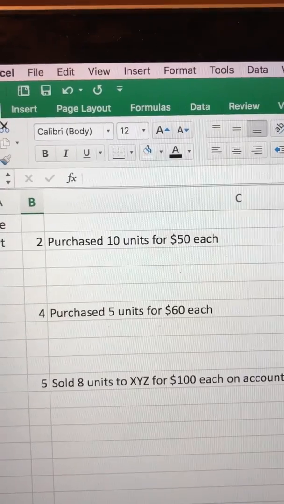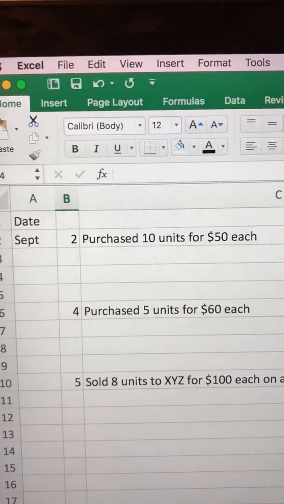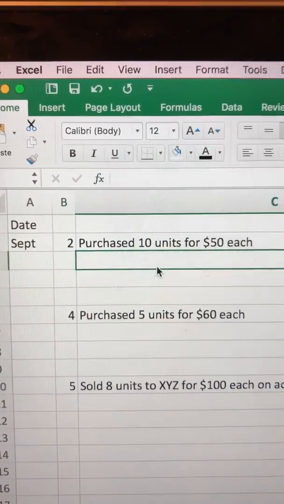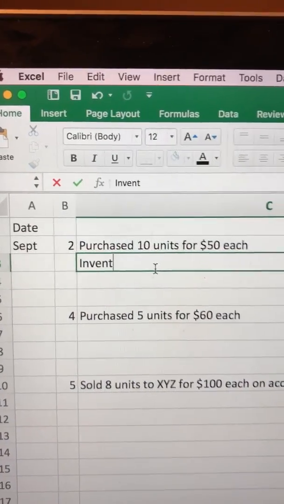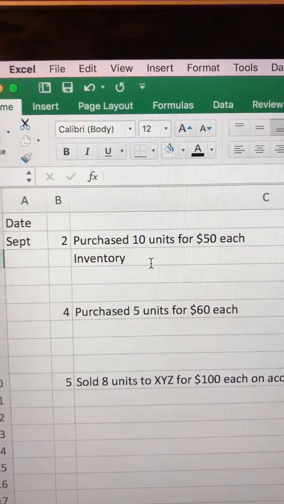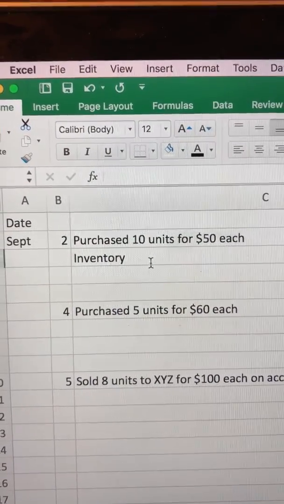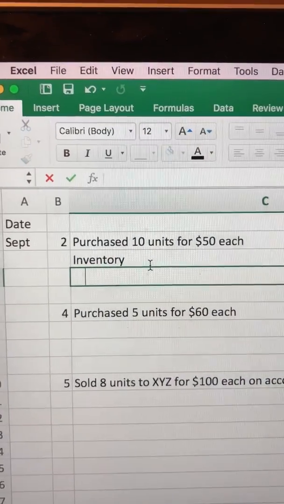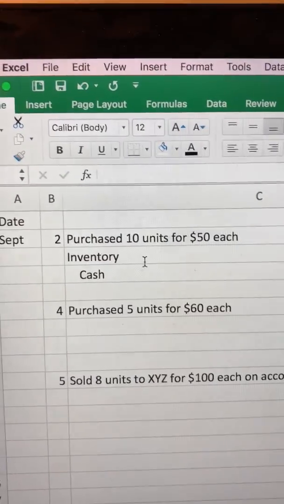This first transaction is September 2nd, purchased 10 units for $50 each. This is pretty simple. You're buying inventory, so inventory goes up. Inventory is an asset, so if that goes up, it is a debit. $50 each, 10 units is $500. And since it doesn't say we bought it on account, we'll just say it was cash. So cash is going down, $500.